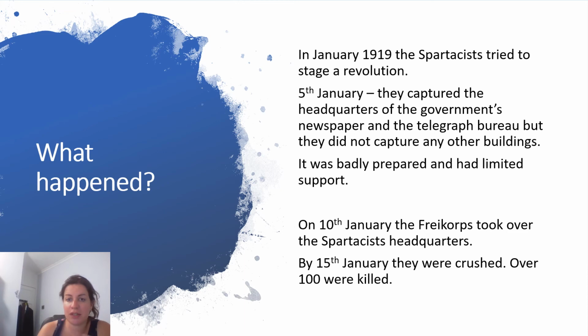So what did they do? Well, in January 1919, the Spartacists tried to stage a revolution. On the 5th of January, this is our key date, 5th of January 1919, they captured the headquarters of the government's newspaper and telegraph bureau, but they didn't capture any other buildings. So they captured one big building and decided to take over it, but that was it.